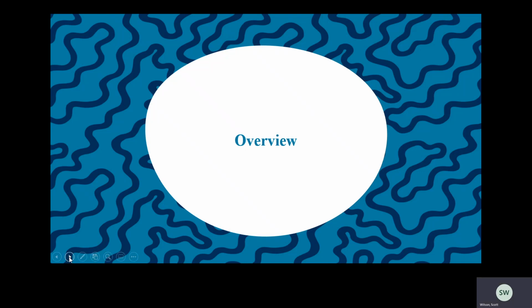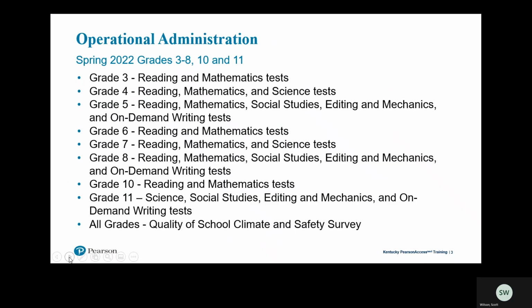First off, we'll start with an overview. For spring 2022, we will be testing grades 3 through 8, 10, and 11. The contents for each grade are listed here. Also note that all grades will be taking the Quality of School Climate and Safety Survey, along with the other contents that are listed here.